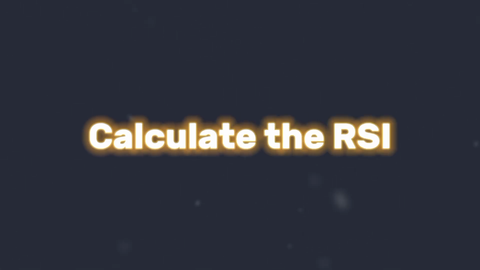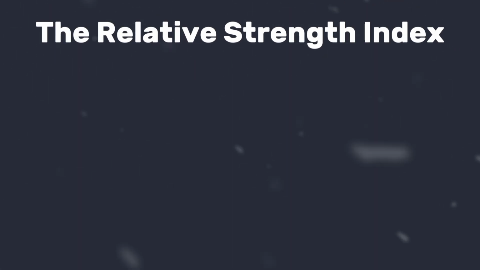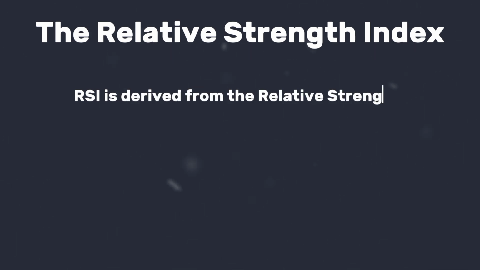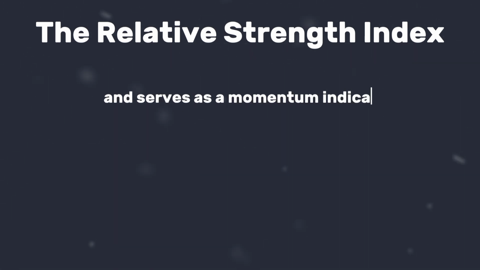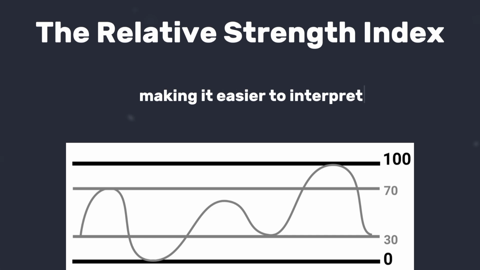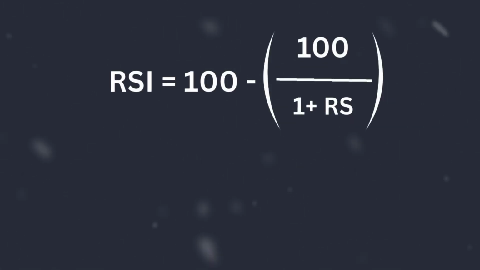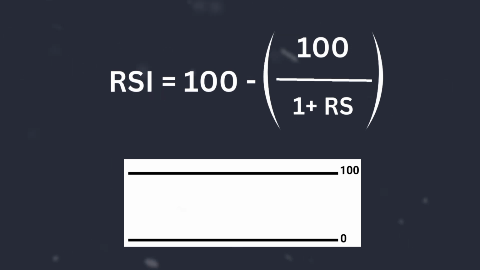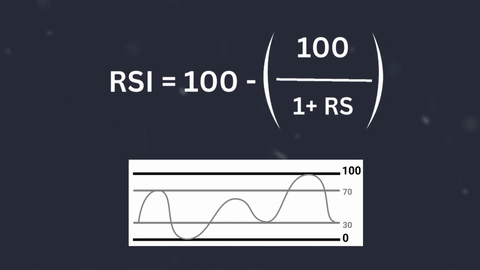Calculate the RSI. The Relative Strength Index, RSI, is derived from the relative strength, RS, and serves as a momentum indicator, scaled between 0 and 100, making it easier to interpret. It does this by adding 1 to the RS, dividing 100 by 1 plus RS, and then subtracting the result from 100. The formula converts the RS value into a percentage that lies between 0 and 100. This 0-100 scale makes it easier to understand and compare across different assets or time periods.